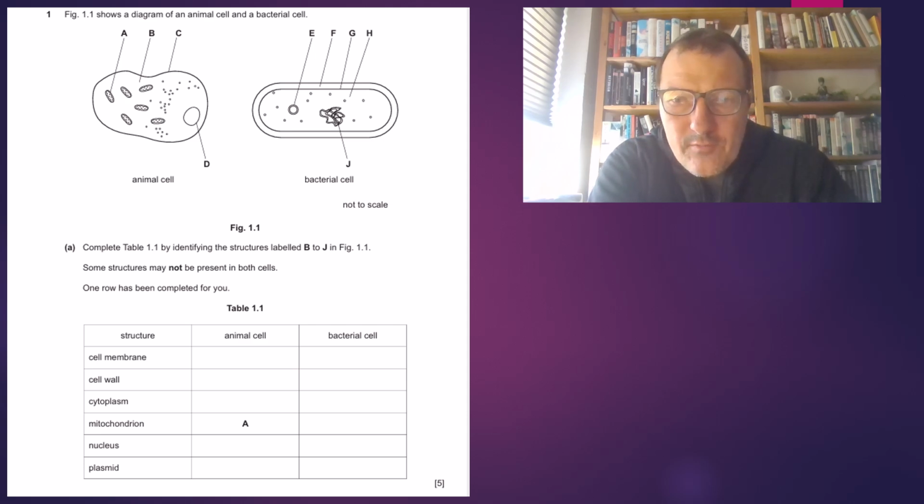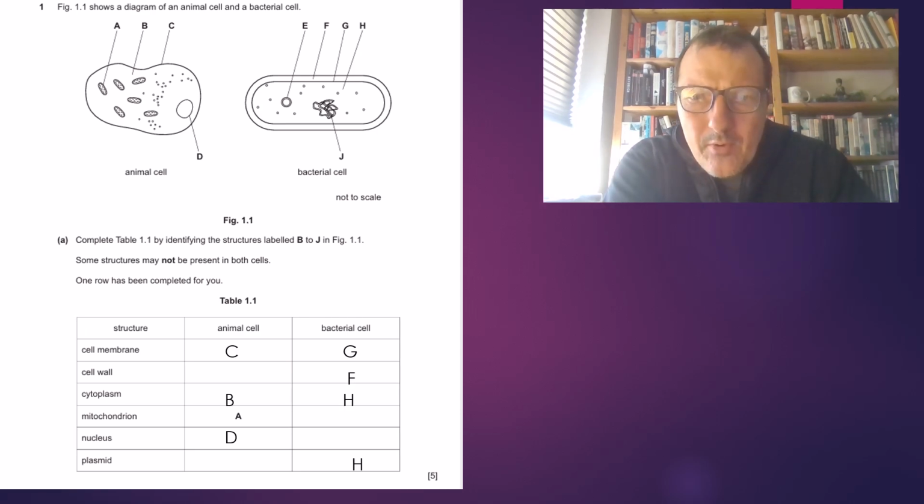So our first question asks us to compare an animal cell and a bacterial cell. Normally they ask about animal and plant cells, but this time they have chosen a bacterium instead. It's a 5-point question, so there are a lot of points for getting it right. Please have a look at what you think the answers should be, and then on the next slide I'm going to give you the answers.